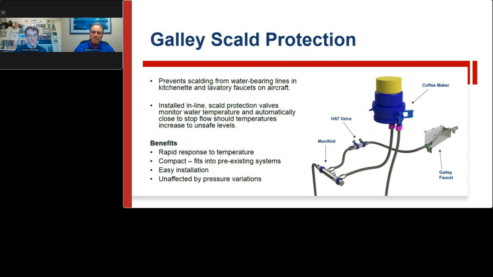And lastly, for this one, would be the galley scald protection. This prevents scalding from water-bearing lines in the kitchenette and laboratory faucets on aircraft. It's installed in line; spill protection valves monitor water temperature and automatically close to stop flow should the temperature increase to unsafe levels. The benefits are rapid response to temperature. It's compact, fits into pretty much any pre-existing system, easy installation, and it's unaffected by pressure variations.